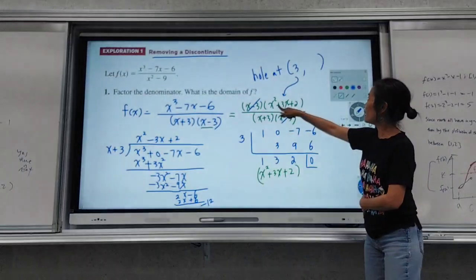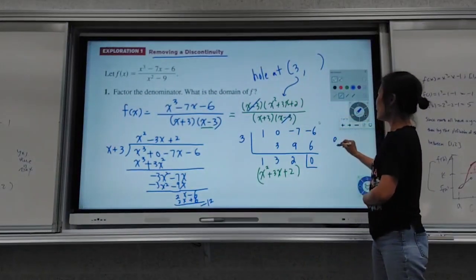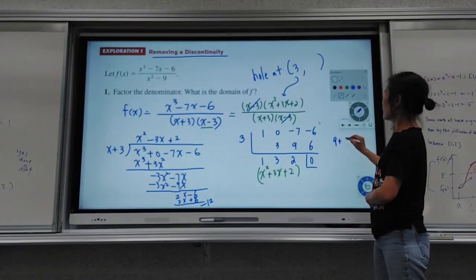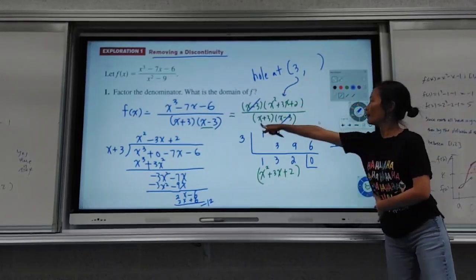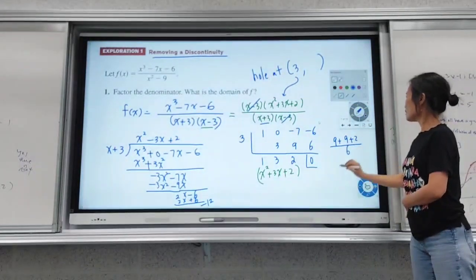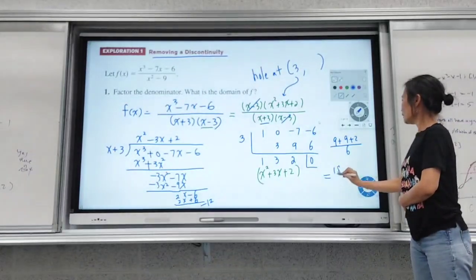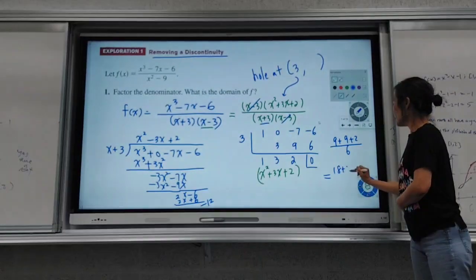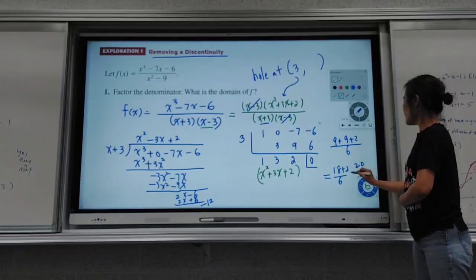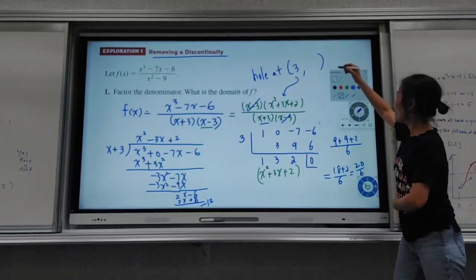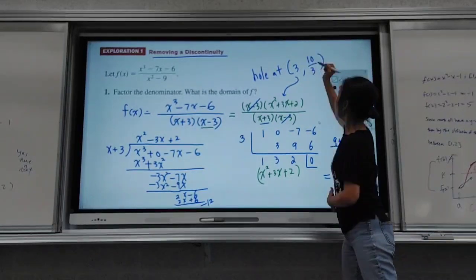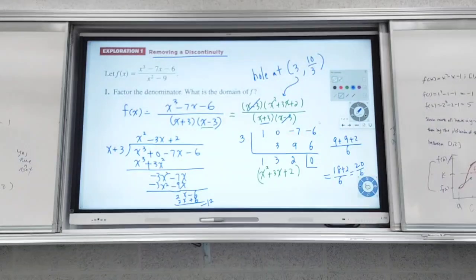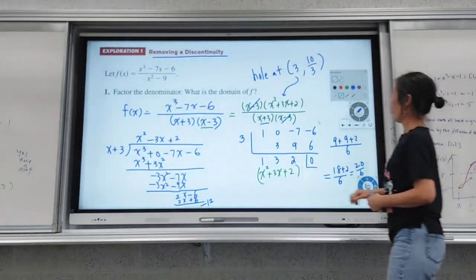So let's find it. That is 9 plus 2, divided by the remaining part, which is 6. 18 plus 2 is 20, over 6. 10 over 3. 10 over 3 is where the hole is. Yeah?